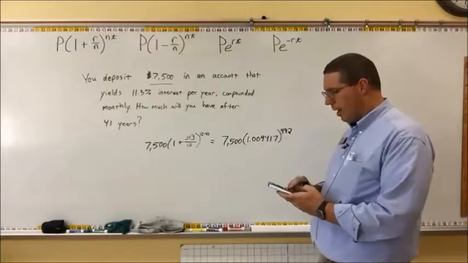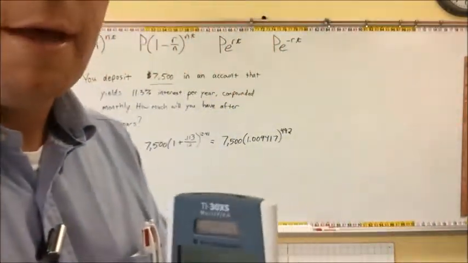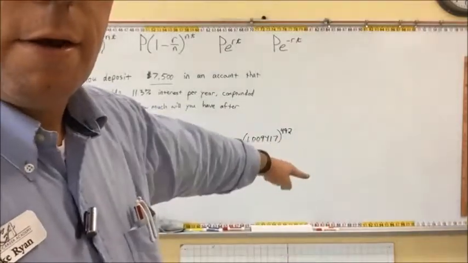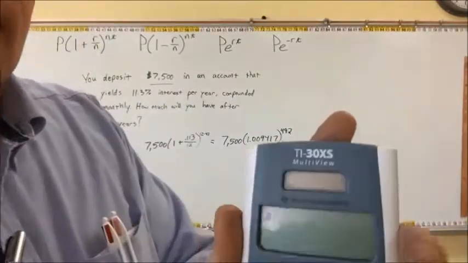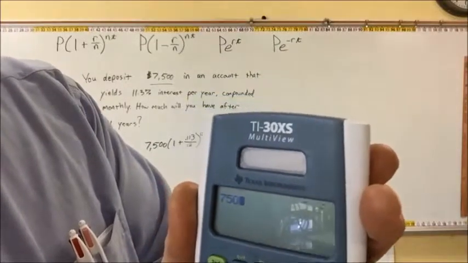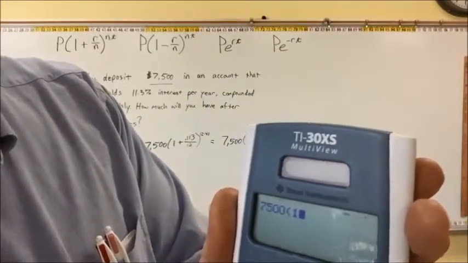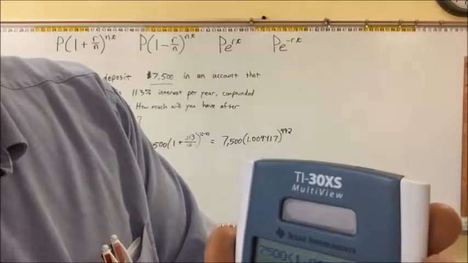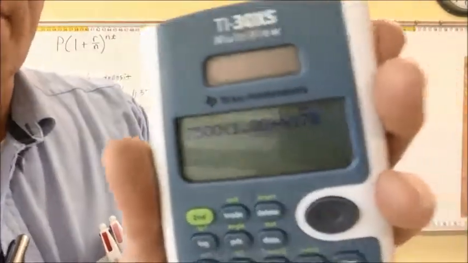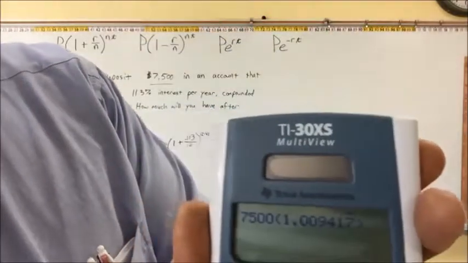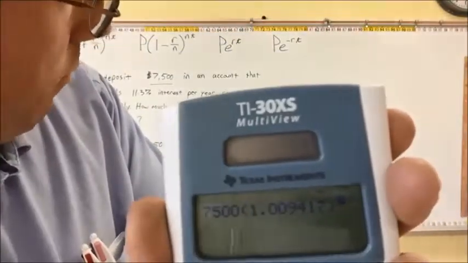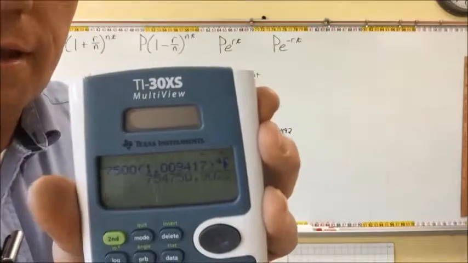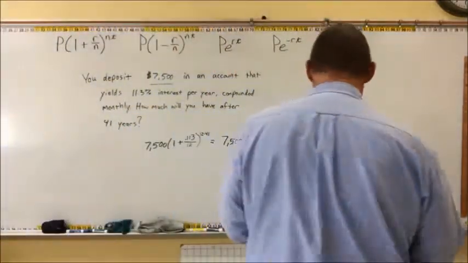Actually, let me show you how you can put this all in one shot in the calculator. Okay, there is our formula. Right there, we're going to key that in here. All right, so we're going to put in 7,500 parenthesis, 1.009417. Close the parenthesis to the power of 492. So we're putting the whole thing in one shot, and we press enter, and the calculator will do it in the correct order. And we get, wow, that's a big number.